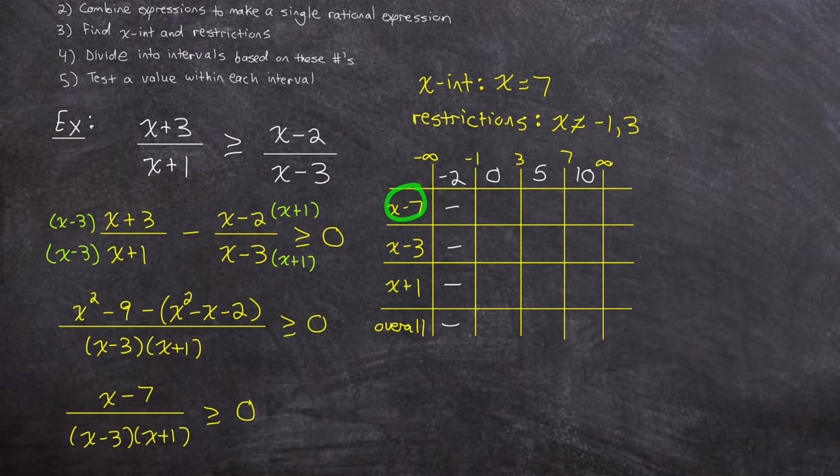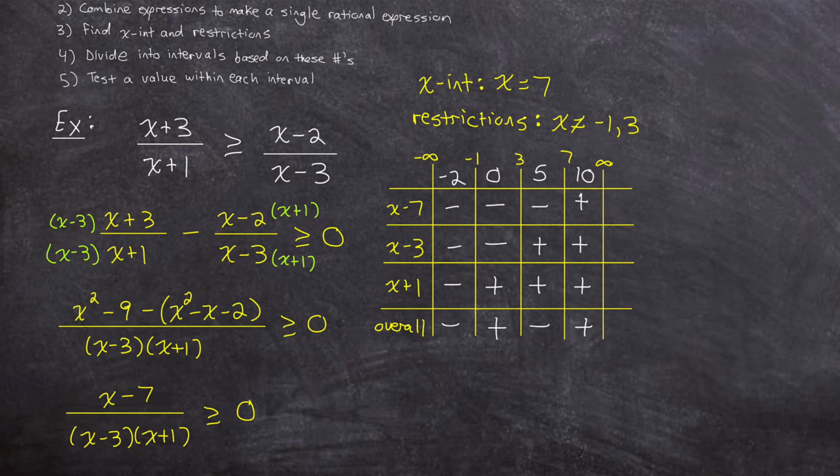When I sub that into these factors, 0 minus 7 is negative, 0 minus 3 is negative, but 0 plus 1 is positive. Because I have an even number of negative signs, that's going to be a positive result, which means this function is positive, which is greater than or equal to 0. So this interval from -1 to 3 will be part of my final answer. And then for the test value of 5, I get negative, positive, positive when I sub them into those factors. One negative sign will give a negative result. And then subbing in 10, I get positive, positive, positive, which is a positive result.